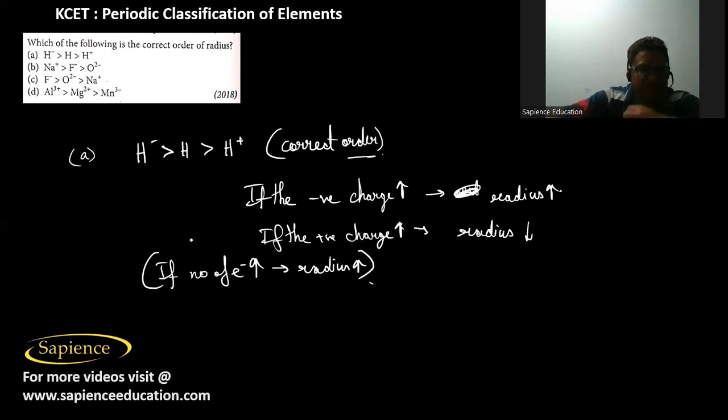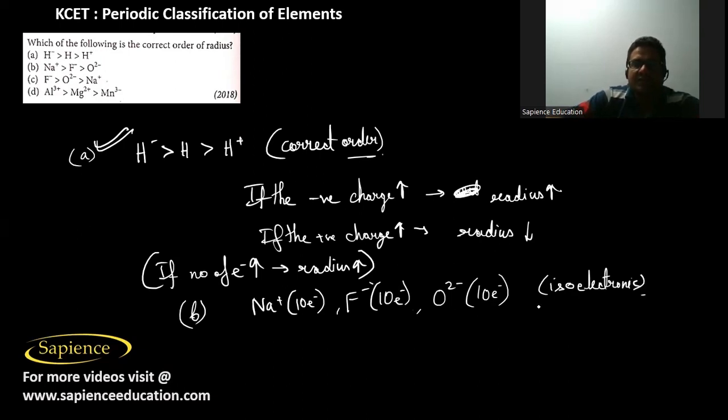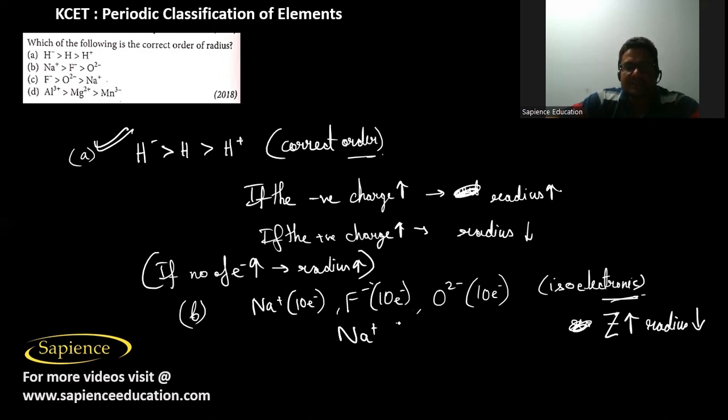And for sodium, so it is the correct order. And in B, Na plus has got 10 electrons, F minus also has got 10 electrons, and then oxide ion also has got 10 electrons. So here they are isoelectronic species. For isoelectronic species, the rule is that when the nuclear charge is higher, that is, if the atomic number is higher, then the radius will be lesser. So here the sodium ion will have the least size, then F minus, which will be even less than O2 minus. So here option B is the wrong option.